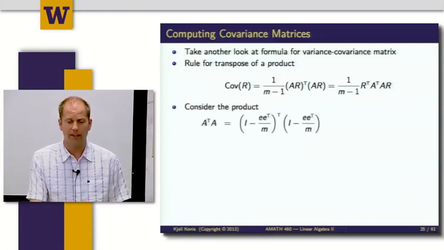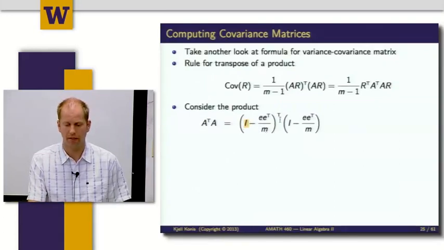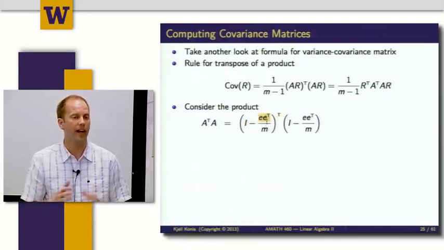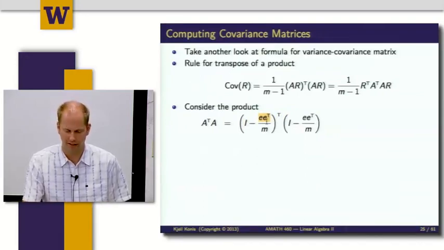So the product A transpose A, all I've done here is I'm replacing A by how I created A in the first place. So that's I minus EE transpose divided by M. And so I have A transpose A. And now here's a transpose again. I've got a product here and a sum here, and I have rules for taking transposes of that. So let's try that and see what happens.